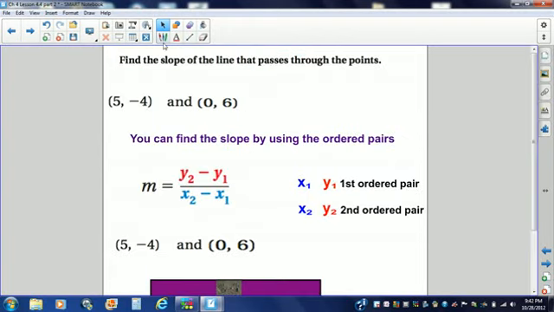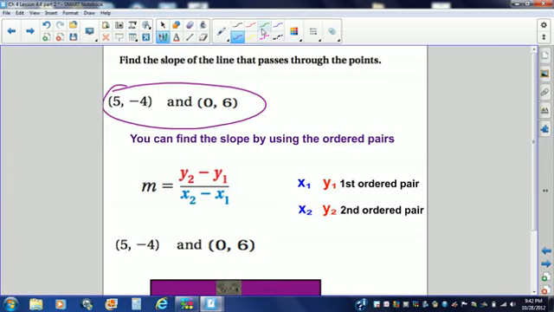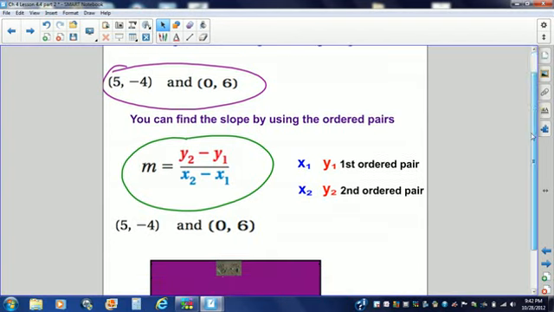Alrighty, please write these ordered pairs down. Let's practice once more finding the slope given ordered pairs. We have (5, -4) and (0, 6). Please write down your equation to find the slope. m equals y2 minus y1 over x2 minus x1.